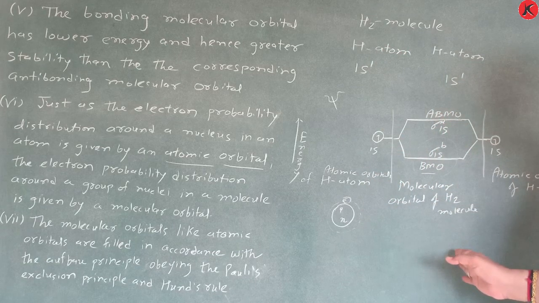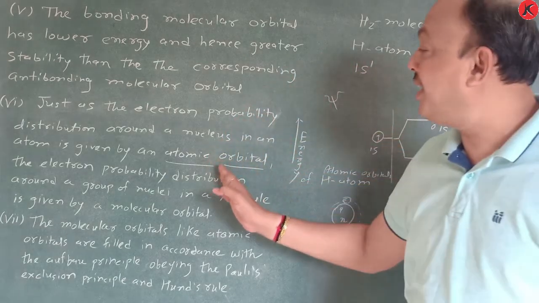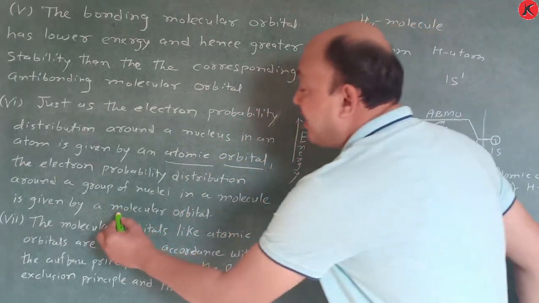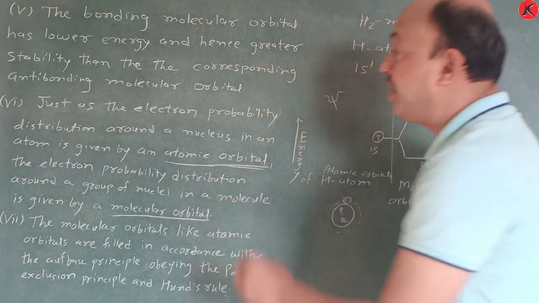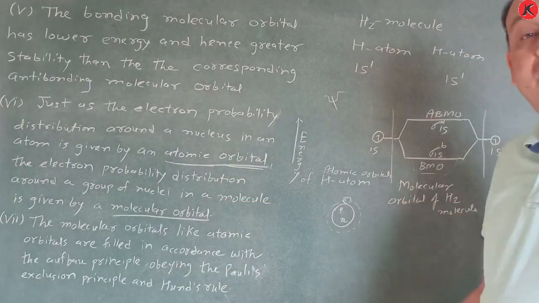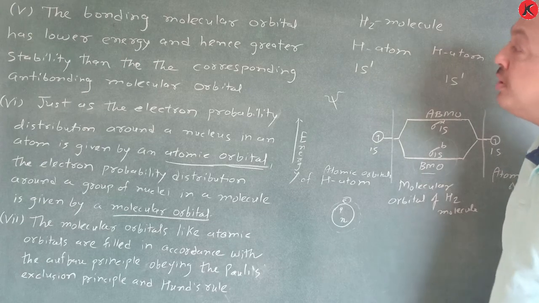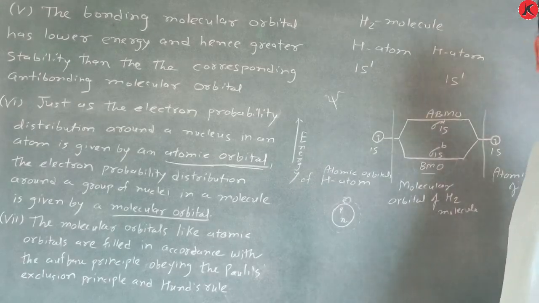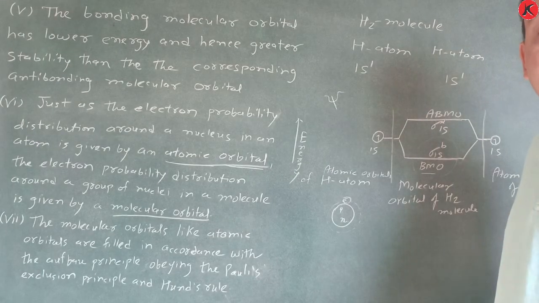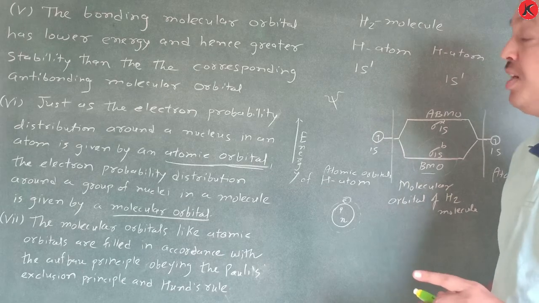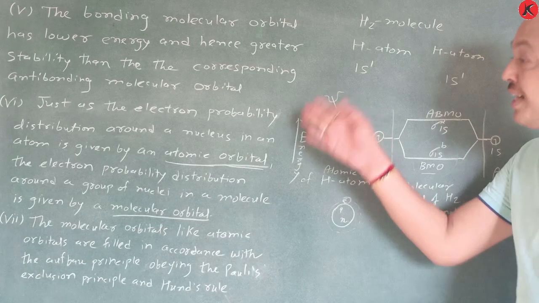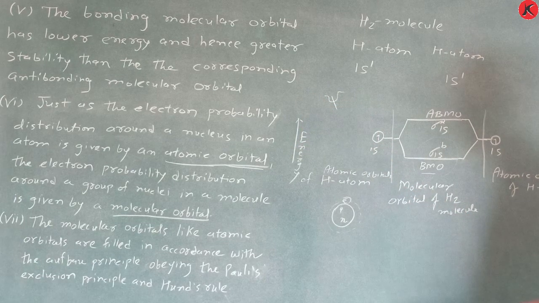This is very important. What is the meaning of atomic orbital and what is the meaning of molecular orbital? This is the definition of molecular orbital and this is the definition of atomic orbital. Write this down, and in the fourth point, what is the meaning of BMO, bonding molecular orbital, and what is the meaning of ABMO, anti-bonding molecular orbital, is also included. So write it completely, take a screenshot and write it completely.